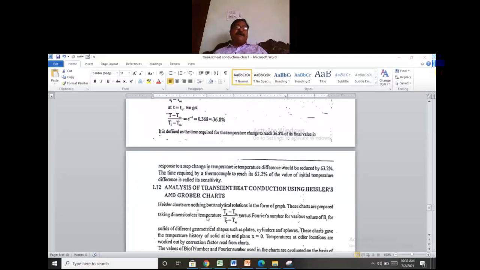The charts are prepared taking the dimensionless temperature, T naught minus T infinity divided by Ti minus T infinity, versus the Fourier number for various values of Biot number. For solids of different geometric shapes such as plates, cylinders, and spheres, these charts give the temperature history of the solid at its mid plane, x is equal to 0. Temperatures at other locations are worked out by a correction factor, which can be read from the charts.